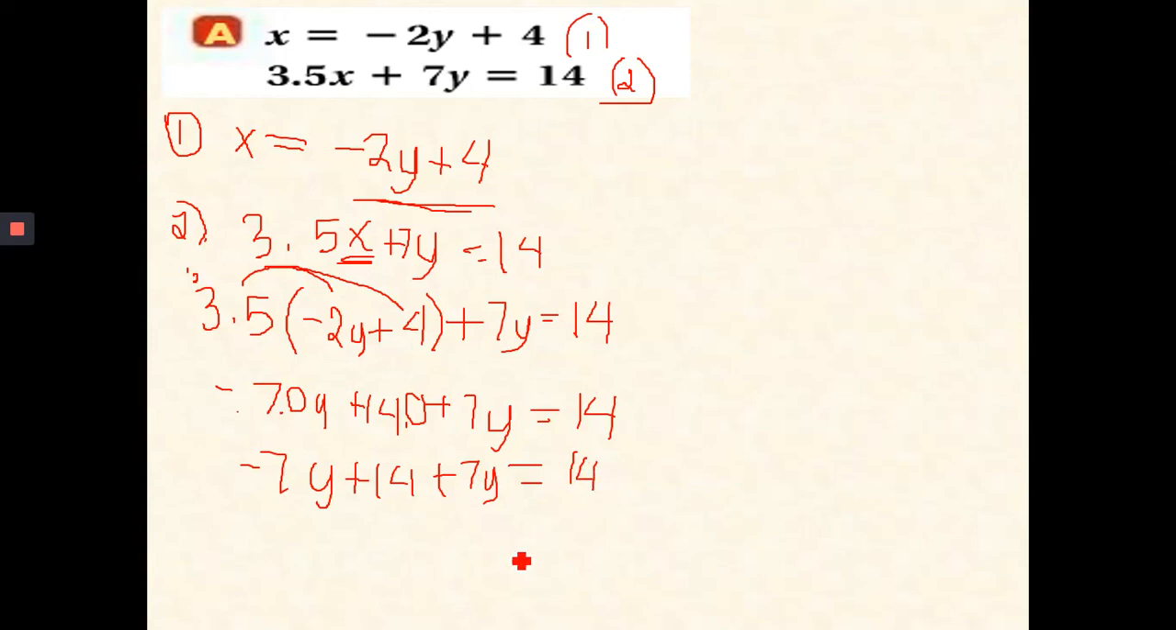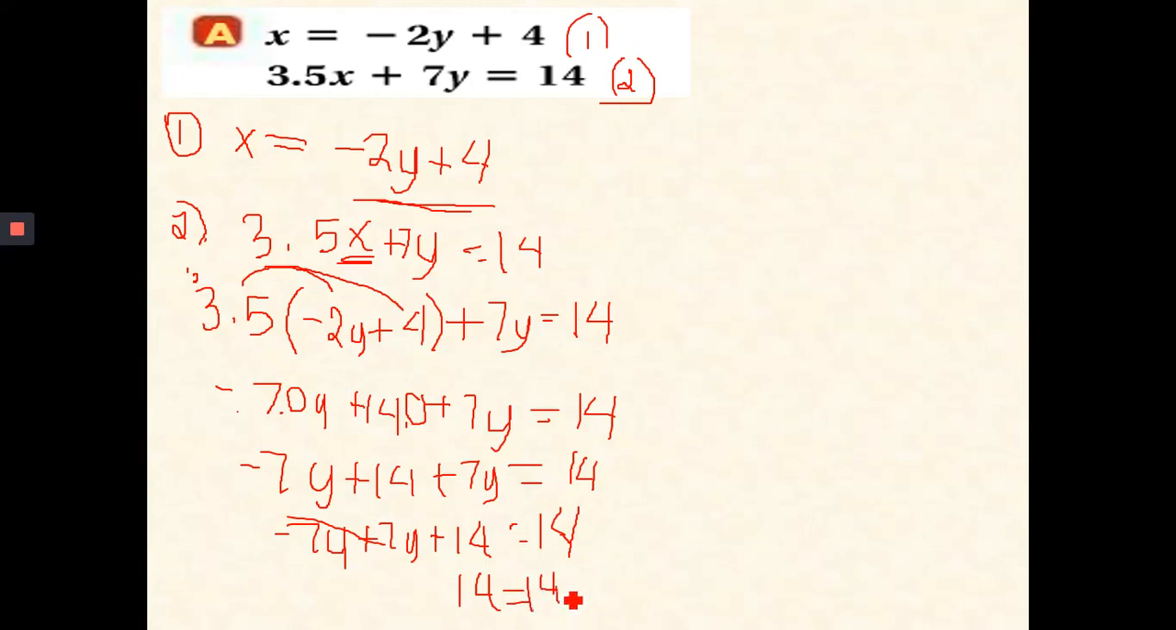Okay? So we have here, we can combine negative 7y and positive 7y. So you have negative 7y plus 7y plus 14 equals 14. Let us now combine similar terms. Negative 7y plus 7y, that will be 0. So what is left here? 14 is equal to 14.